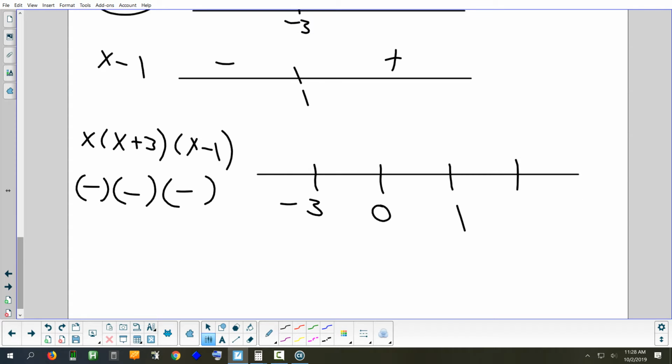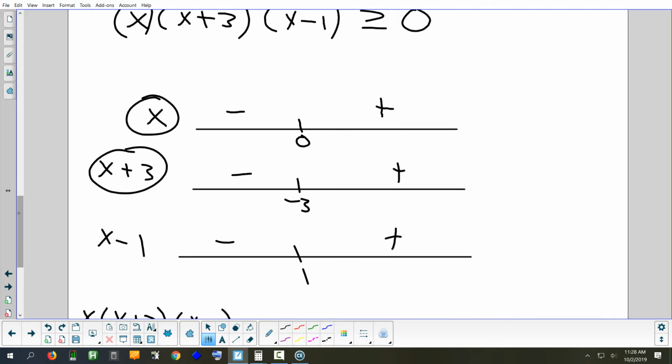What is negative times a negative times a negative? Negative. So the next section, we'll check this one, should come out to be what? Positive. If it comes out to be positive, then we'll just say the other two are negative positive. So between -3 and 0.